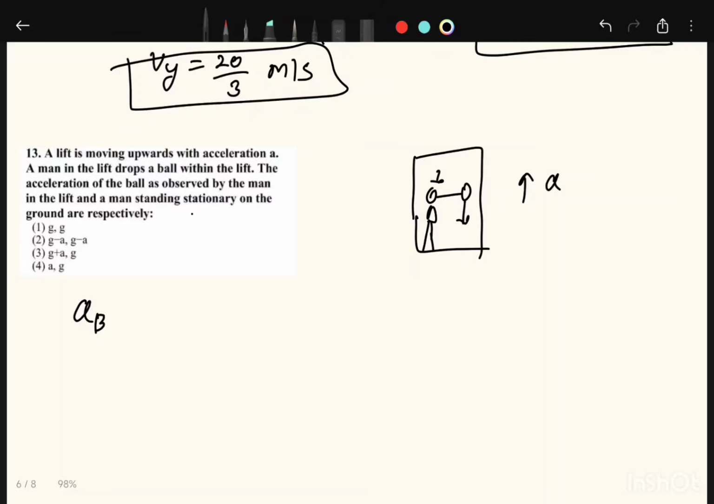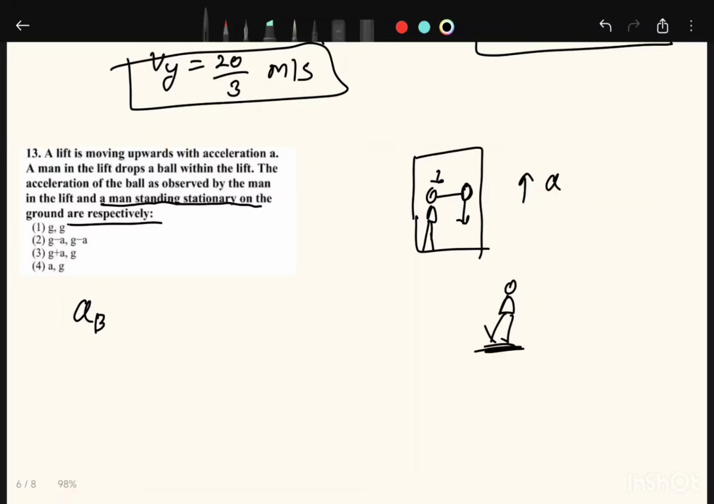And we also have to find out the acceleration of the ball with respect to a man standing stationary on the ground. Let's suppose a person is standing somewhere here, right? So with respect to this person, what will be the acceleration of this ball? So how can we find it out?